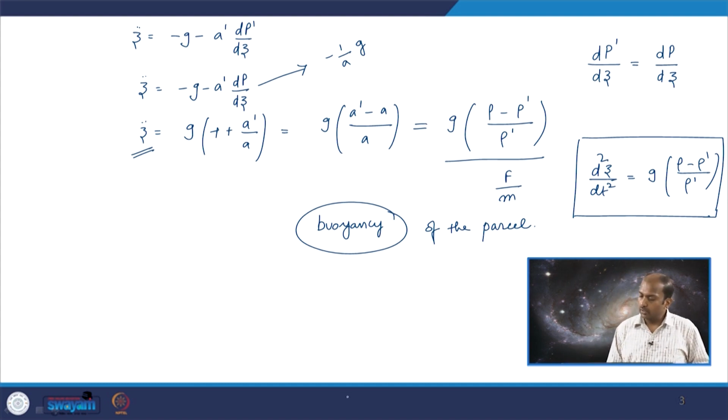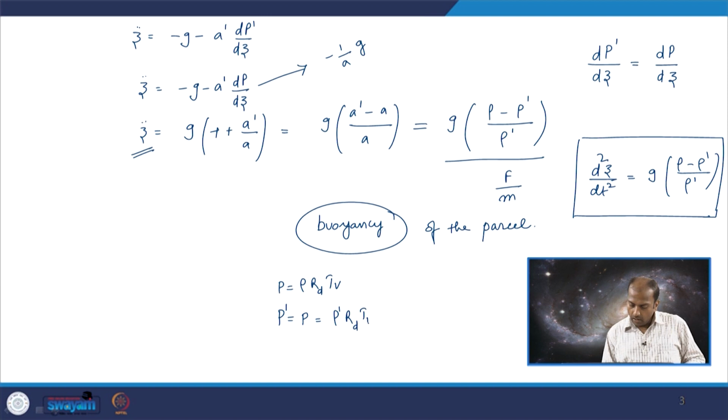this equation in terms of thermodynamical variables. Let us say pressure is equal to rho Rd Tv, where Tv is the virtual temperature. So, instead of the temperature, I am using the virtual temperature. This is for the environment, and for the parcel, I should write P prime, which is again equal to P, equals rho prime times Rd times Tv prime. Rd is the gas constant of dry air, Tv is the virtual temperature, and Tv prime is the virtual temperature inside the air parcel.